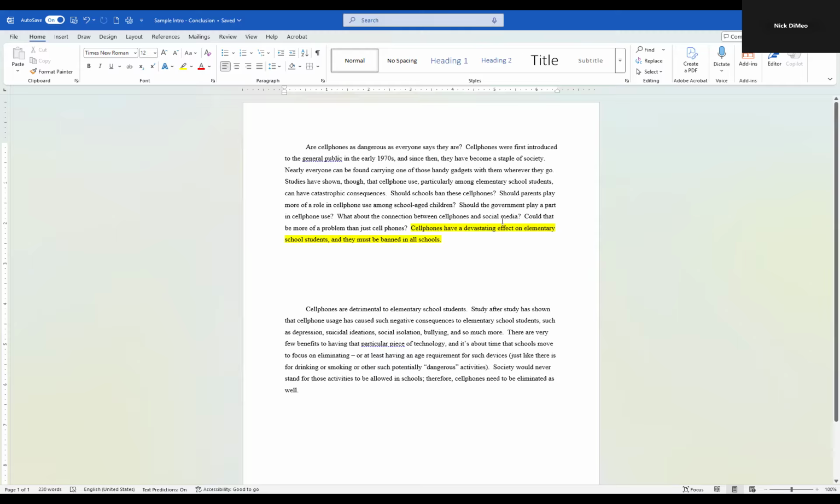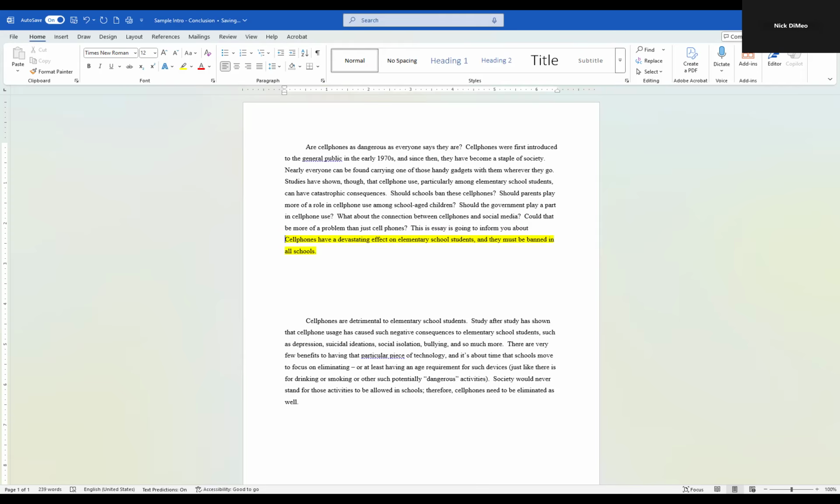I noticed on some thesis statements that was happening too. Notice how the thesis statement is right to the point: Cell phones have a devastating effect on elementary school students, and they must be banned in all schools. Always try to avoid what I noticed in some people's essays, where they would say something like, "I am going to tell you about cell phones having a devastating effect." Or "This essay is going to inform you about cell phones having a devastating effect." You know what I'm talking about?